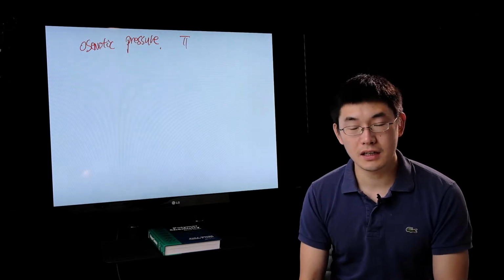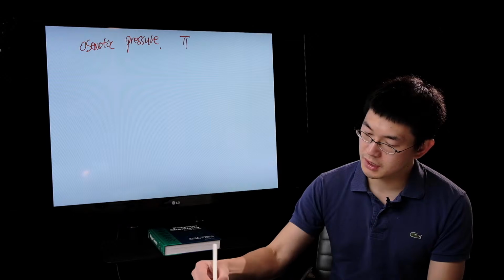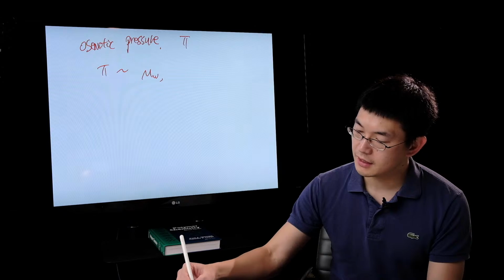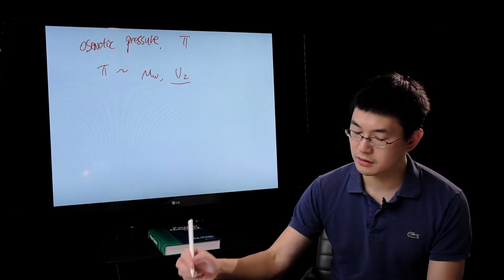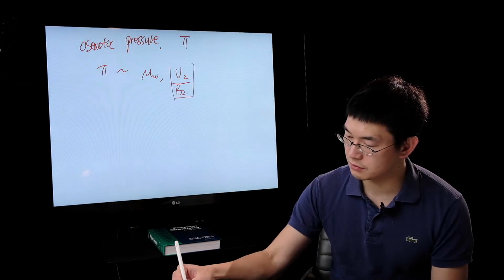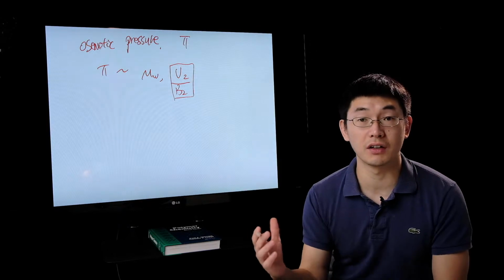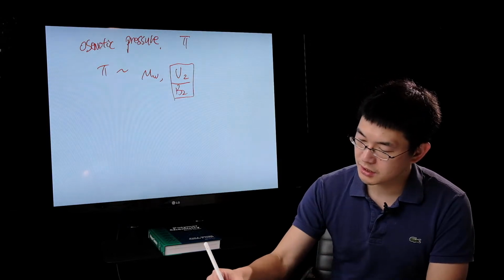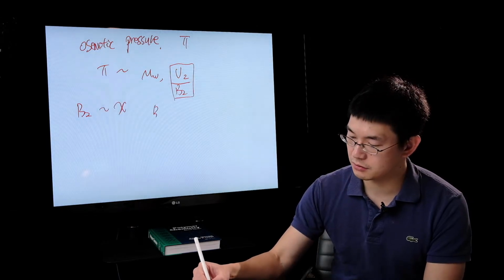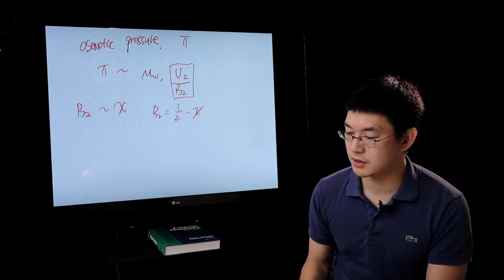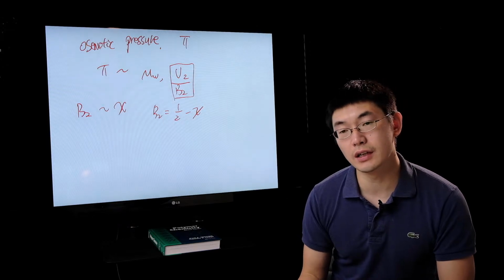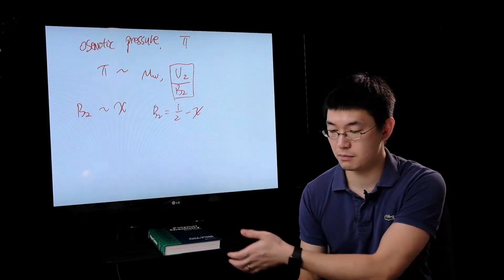And very nicely, there is a correlation between the osmotic pressure and the molecular weight, as well as the second virial coefficient. Depending on textbooks, some call it B2, some call it V2, but it's the same. It's the second virial coefficient, and let's use B2, which is related to chi, right? We know that B2 will be one half minus chi. And it's a very good parameter for us to see if your system is in a good solvent, a theta solvent, or a bad solvent.